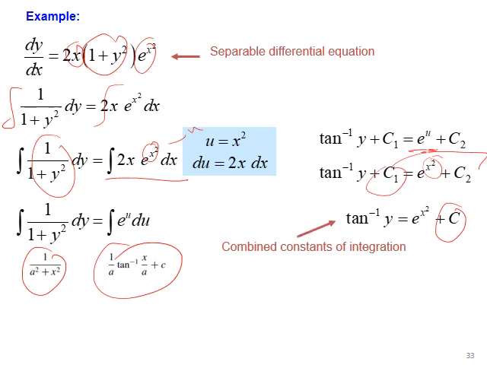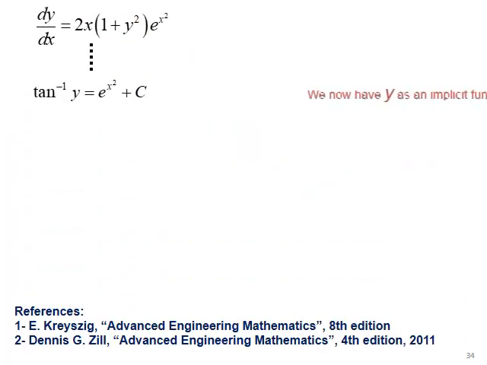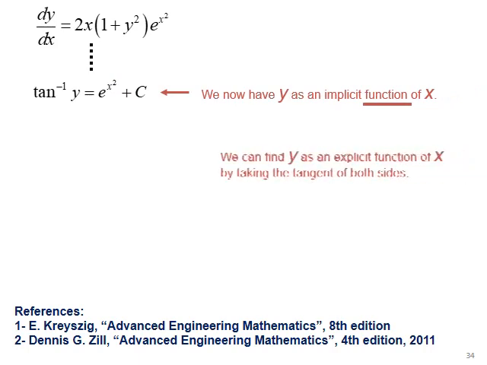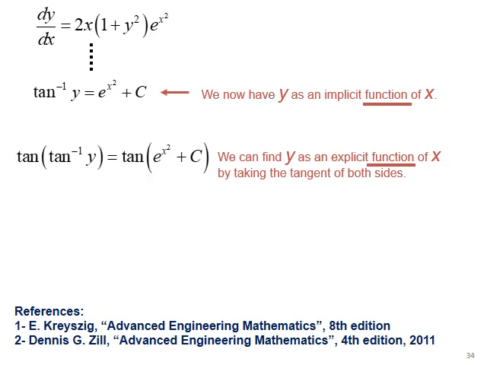Now we can simplify more to get y alone on the left. As you can see here, I will take tan of both sides of the equation. This one will cancel with this one. What is left is y equals this part, exponential x squared plus c.